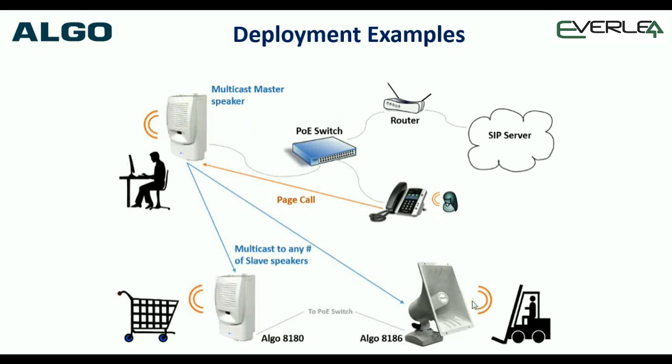The only point I'm trying to make here is that you can put the specific device you need in that specific area. For example, the 8186 in a warehouse area, or bullhorn, or an open area where it's going to be hit by the weather, that type of thing. That's where you want to put it. Horses for courses, depending on what you need.